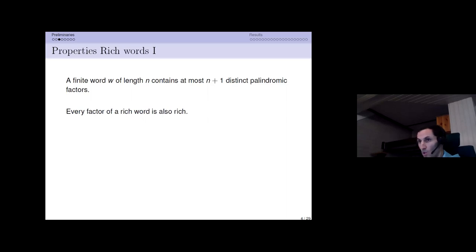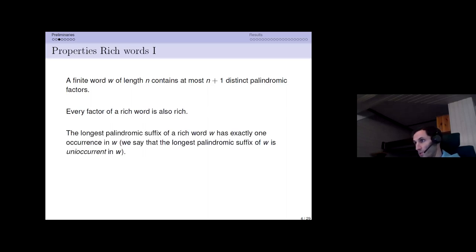Another important or useful property concerning rich words: every factor of a rich word is also rich. I think it is not obvious, but it is known, it has been proved. The next important property of rich words is this one. The longest palindromic suffix of a rich word W has exactly one occurrence in W. We say also that the longest palindromic suffix of W is unioccurrent. Again, this is not obvious, but it is known, it has been proved.